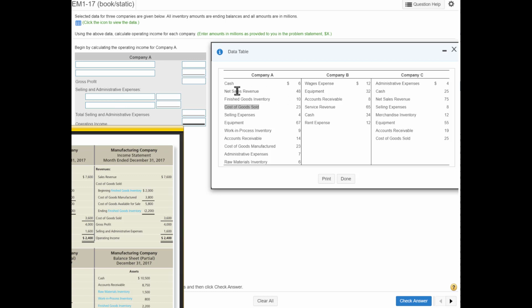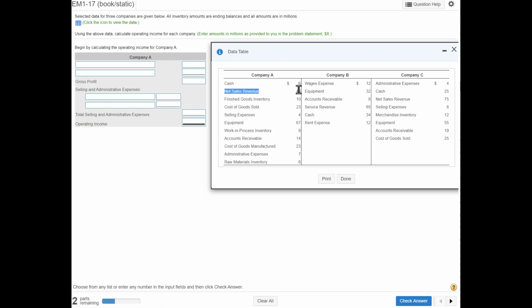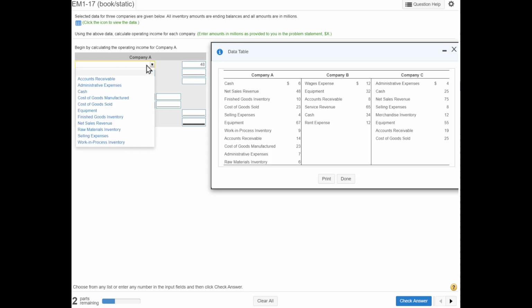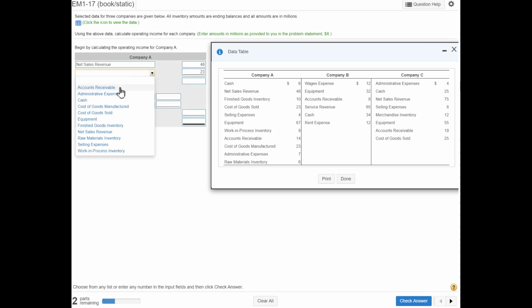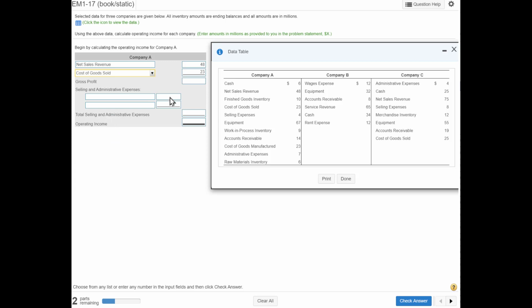So we're going to start with net sales revenue, 48 million. The net in net sales revenue means after sales returns and allowances and after sales discounts. And then we're going to have cost of goods sold of 23. And then we're going to take 48, subtract 23, and we get 25 million.